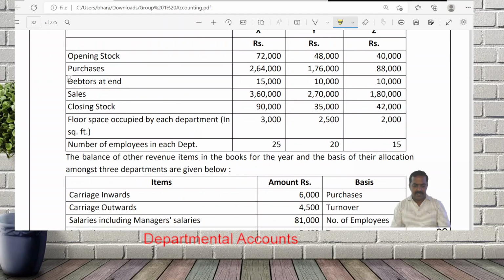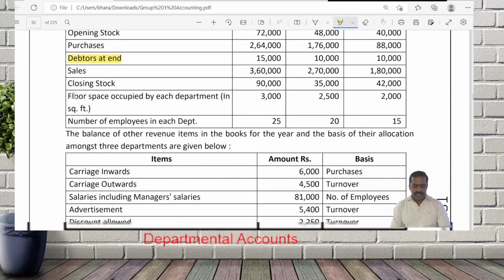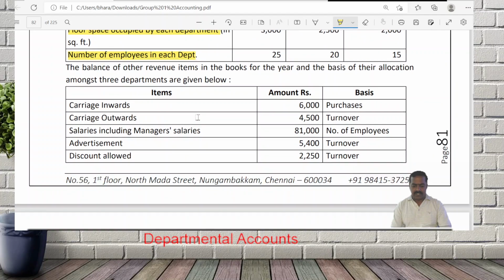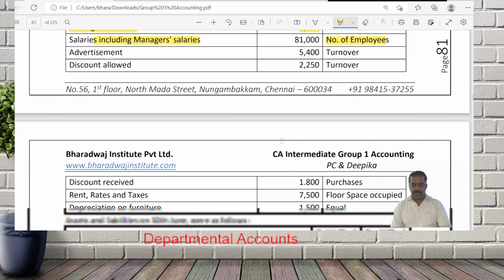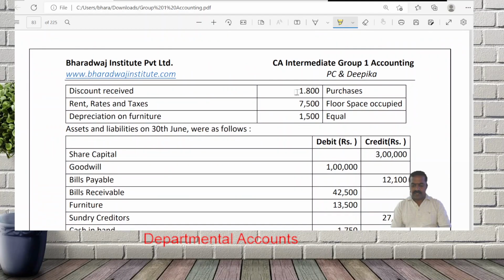Information of the 3 departments is given. Opening stock, purchases, debtors at the end, then sales, closing stock, floor space, and the number of employees are given to us as a basis. Then we are given indirect expenses. Carriage inwards on the basis of purchases. Carriage outwards, turnover. Salary based on the number of employees. Then advertisement based on turnover. Discount allowed based on what? Turnover. Discount received based on which one? Purchases. Rent, rates and taxes based on area occupied.